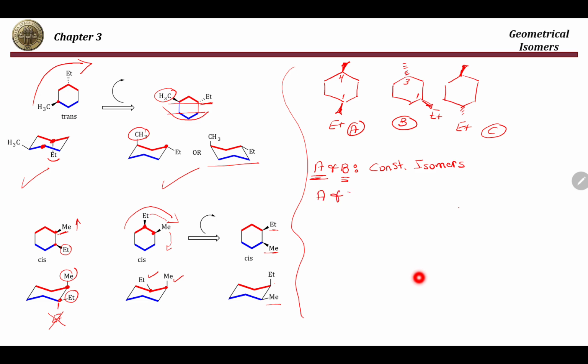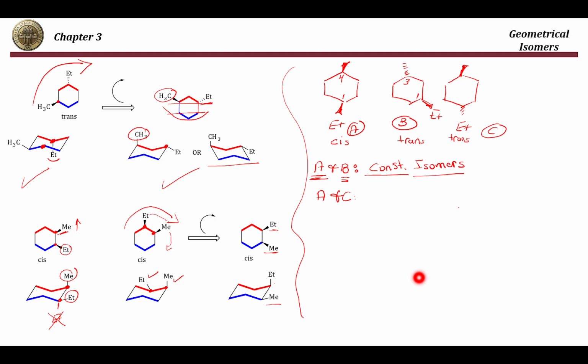A and C. So see, in this case, I don't care if the first compound is cis, the other one is trans, because once I noticed that the positions of the different groups have changed, then in this case, the compounds will be constitutional isomers, and we cannot talk about geometrical isomers anymore.